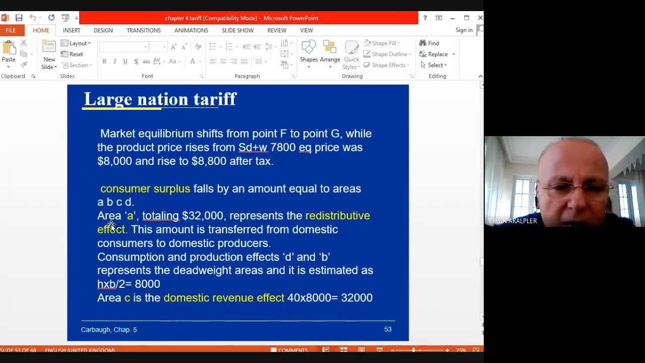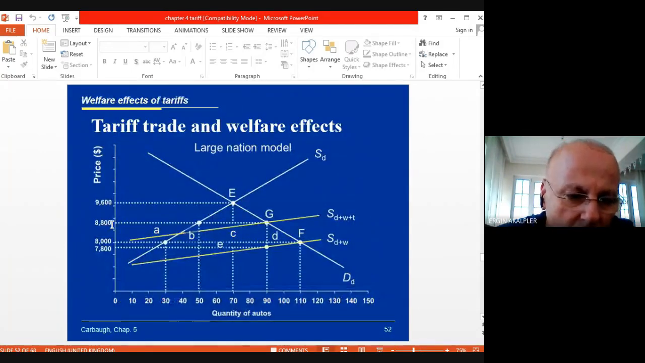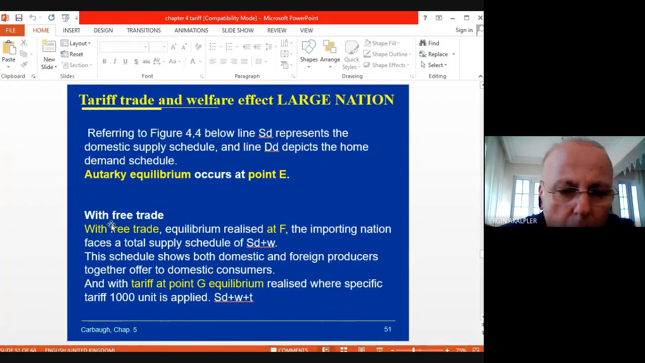Here, suppose the market equilibrium shifts from point F to point G, while the market price rises from S_T plus V, which is 7,800. This is supposed to be the equilibrium price, 8,000, and the rise to 8,800 after the tax, as you observe on the graphic here. It is shifted from 780 to 800, and this is the amount of the tax which is applied to the market.